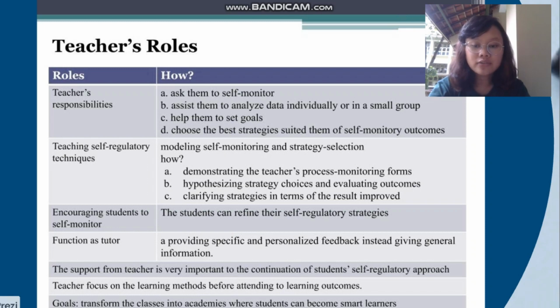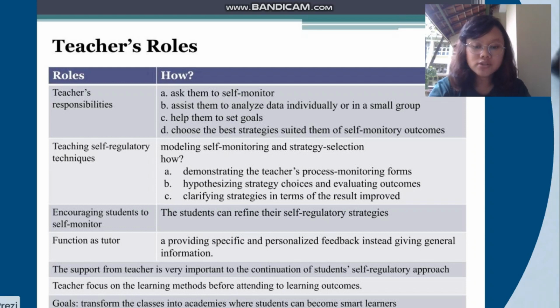About teaching self-regulatory techniques, teachers should give a model of self-monitoring and self-strategy selection. How to do it? The first one is demonstrating the teacher's process monitoring forms, and then hypothesizing strategy choices and evaluating the outcomes. The last one is clarifying strategies in terms of the results improved. Teachers should encourage students to self-monitor. Here, students can refine their self-regulation strategies.